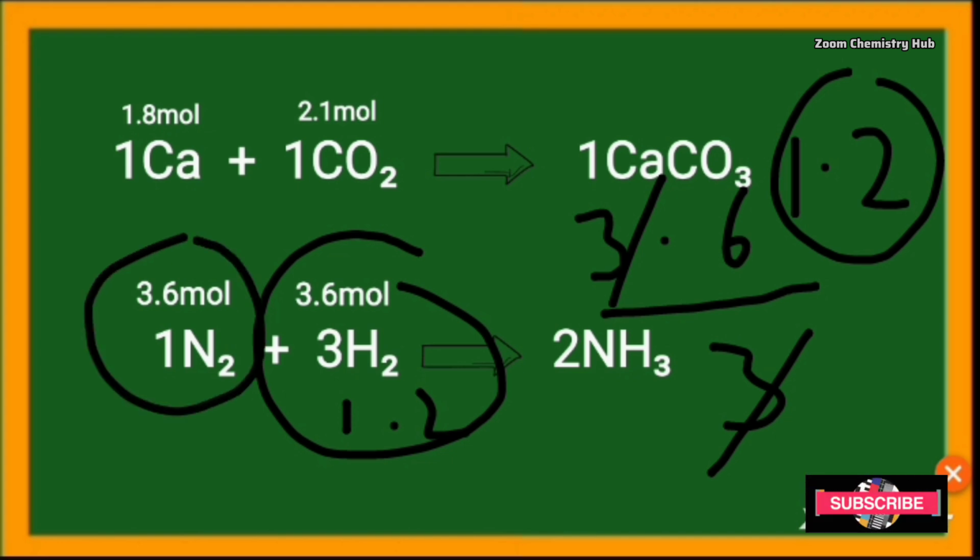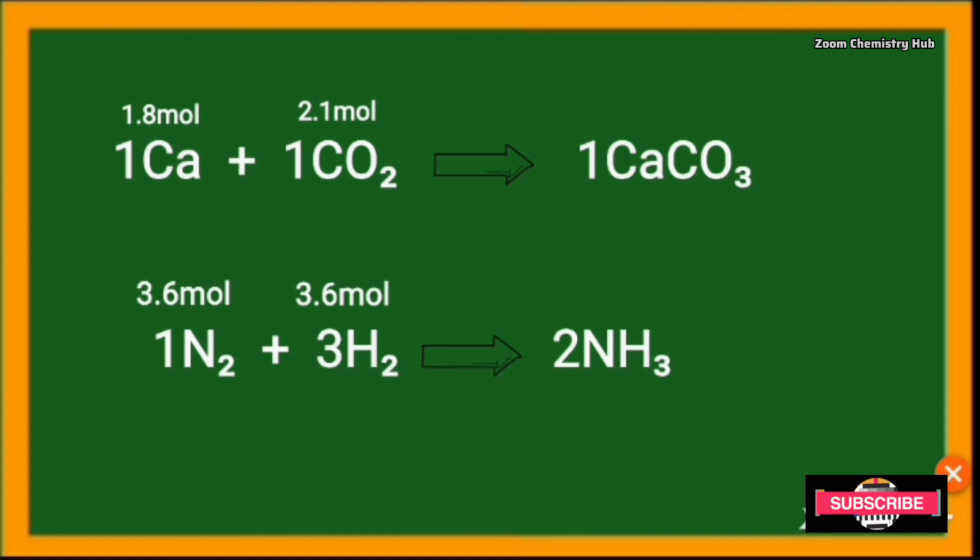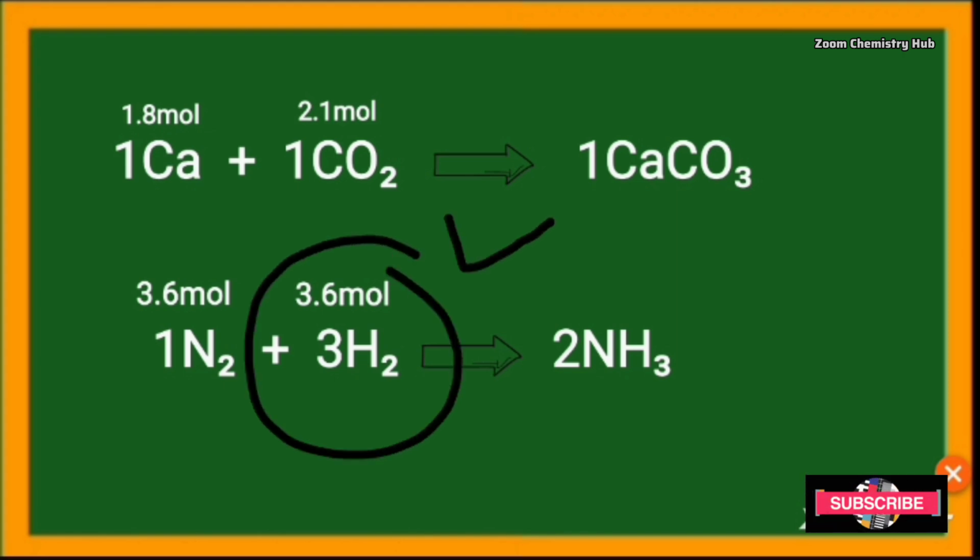So the smaller value is responsible for the limiting reactant. Here hydrogen is the limiting reactant in this reaction, which controls the formation of the product, ammonia.